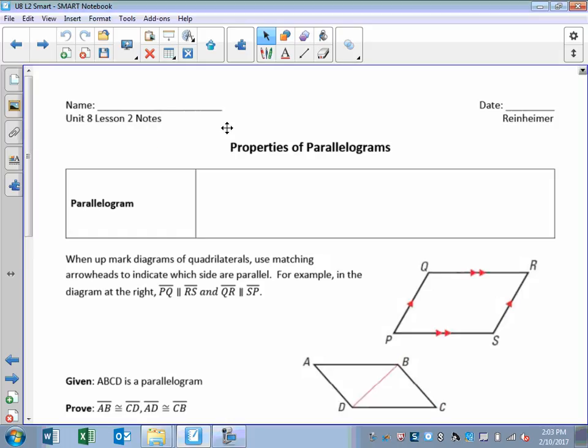Welcome to the Unit 8 Lesson 2 notes. The first thing I want you guys to do is Google the definition of a parallelogram. You can write it in this box here. I'm gonna skip that for the lecture, but you guys should look it up on your own.